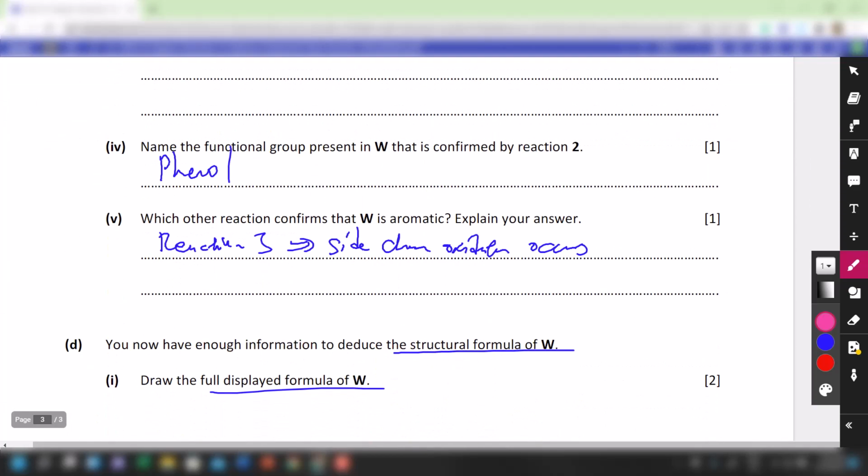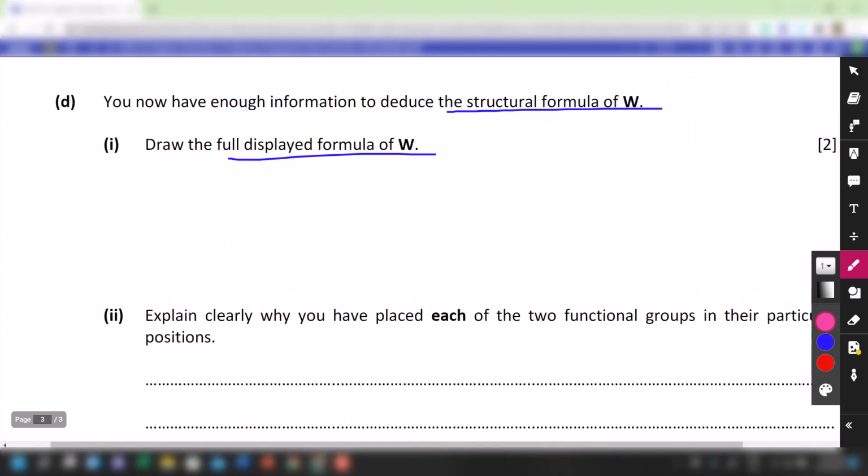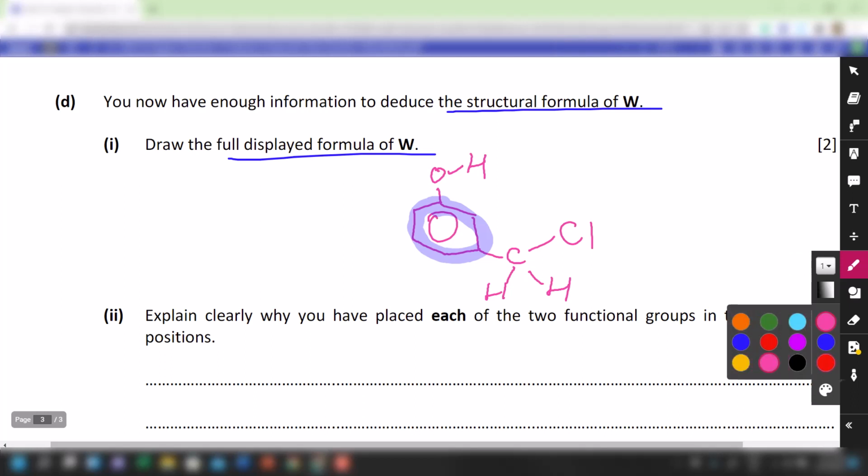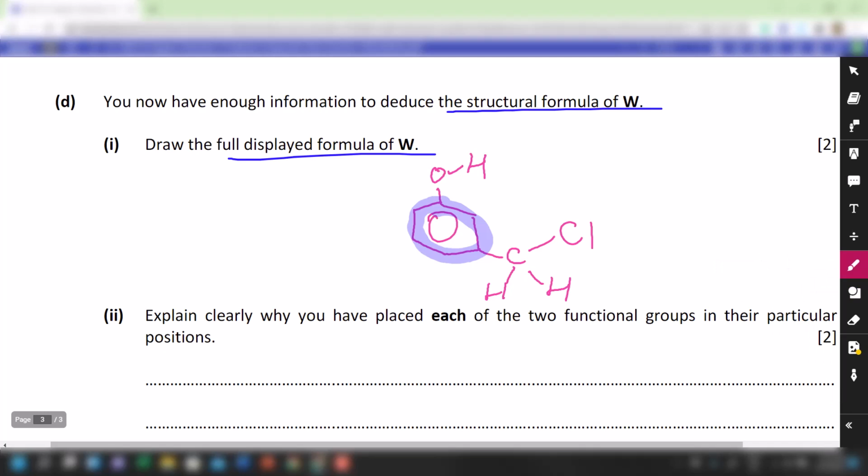Okay, so with that, the displayed formula for W should simply be an OH on a benzene ring, and then the third position has a CH2Cl like this. Based on your syllabus requirement, remember that the benzene ring does not need a displayed formula, because you are allowed to represent it with a hexagon with a circle inside. Displayed formula only applies to things beyond that. So do remember this and do not waste time writing out displayed formulae for everything.